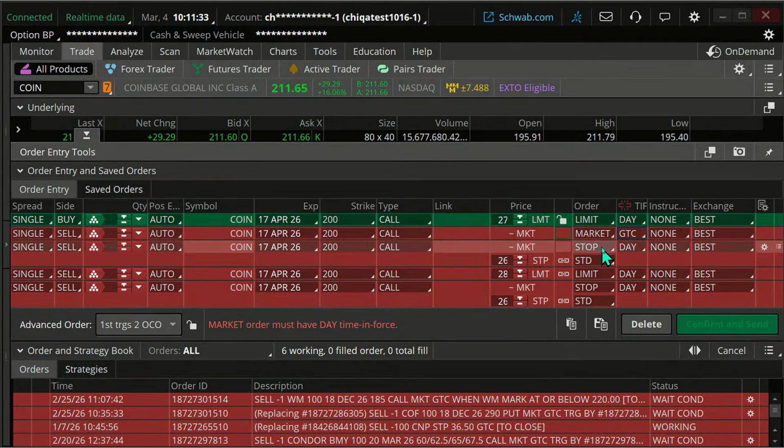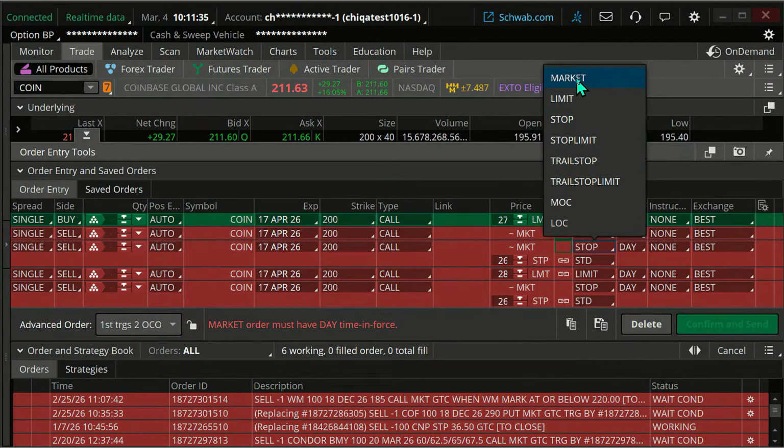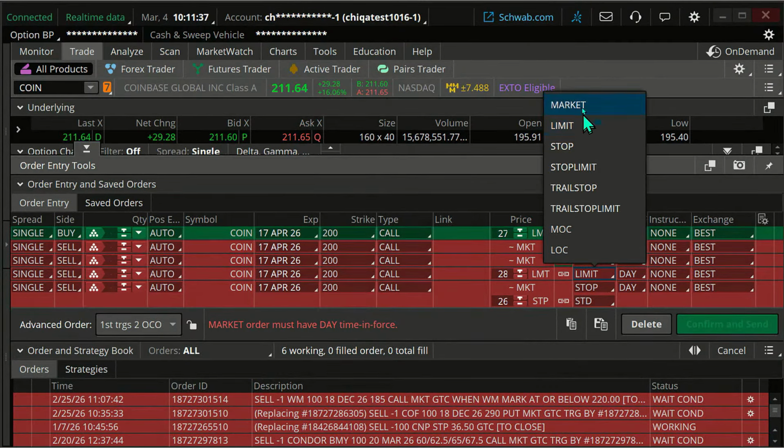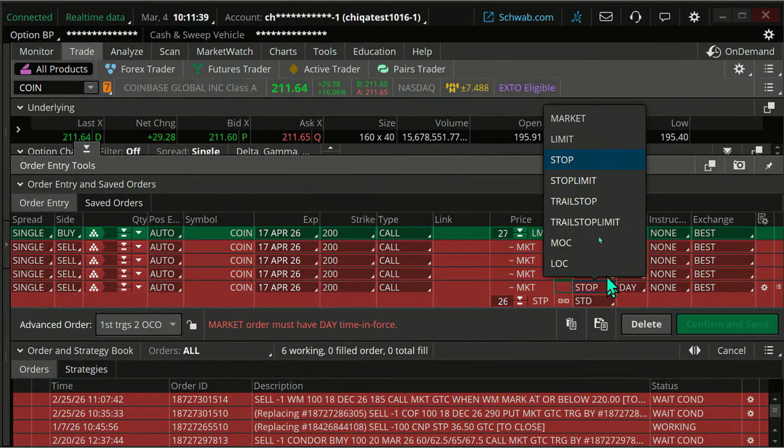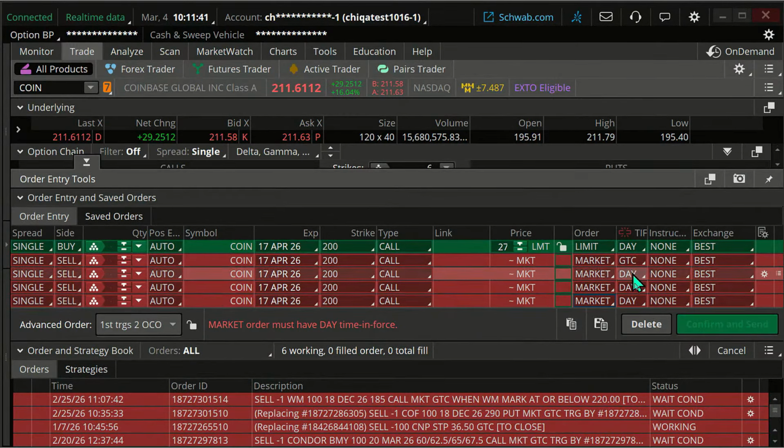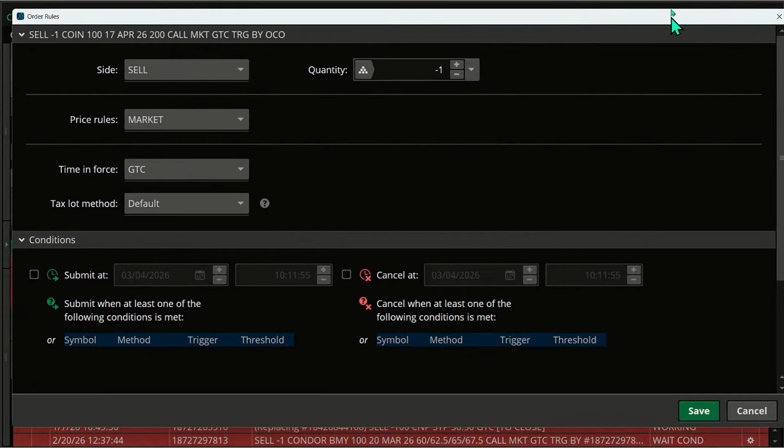In fact, I'm going to make all these market orders because we're going to put the exit based on the stock price, not the option price. And we're going to make them all good till canceled because I don't want the orders to expire in just a few hours from now. I'm going to go to the gear and click on that. It brings it up in a different window.